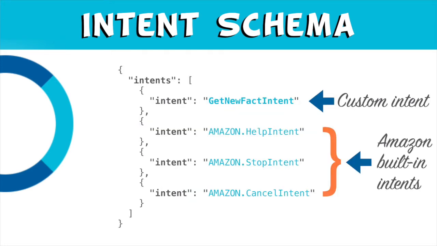So here's a look at an intent schema for our basic example. Get new fact intent at the top there is our custom intent, and it's the placeholder word that we use in our sample utterances in the different part of the form. And then this is followed by Amazon's built-in intents. So it's pretty straightforward to get a custom intent mapped plus help, stop, and cancel with just this simple JSON array.